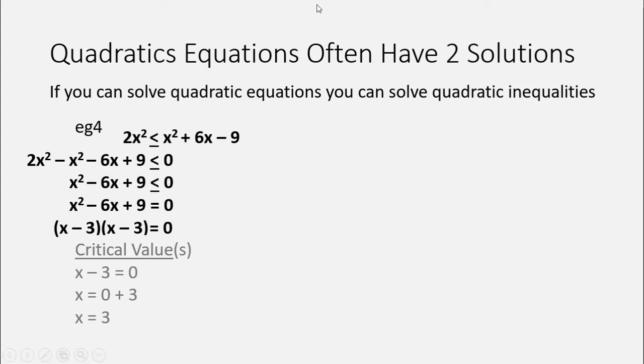Go back up to the inequality that I was trying to solve. I made sure it was a positive parabola because it was easier for me to factorize. So I'm going to draw a positive parabola, but just with one root this time. And that one root is where x is equal to 3. Now, do I want the part of the parabola which is above 0 or below 0?